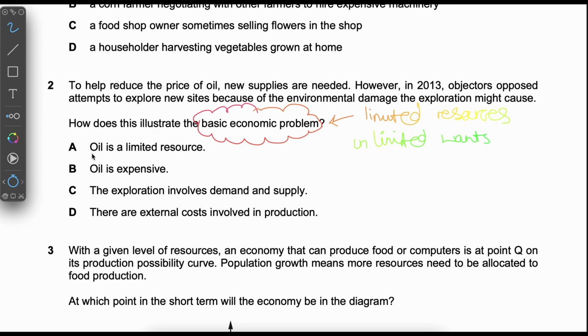You shouldn't even need to go through all of the options for this question. Your answer should just straight away be A. Oil is a limited resource. That is the way that this illustrates the basic economic problem. It has nothing to do with the price of oil. It has nothing to do with the fact that exploration involves demand and supply, and it has nothing to do with external costs. The basic economic problem simply has to do with limited resources and unlimited wants.